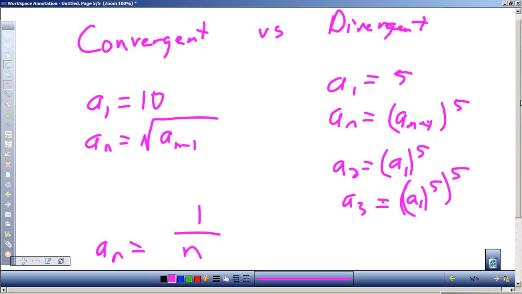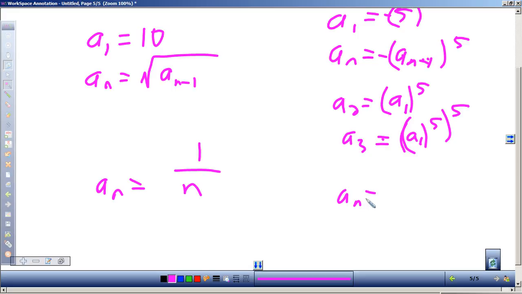This is an example. So what if I did negative of, and so the answer is the negative of an minus 1 to the 5th. How about an equals negative 4n plus 3?